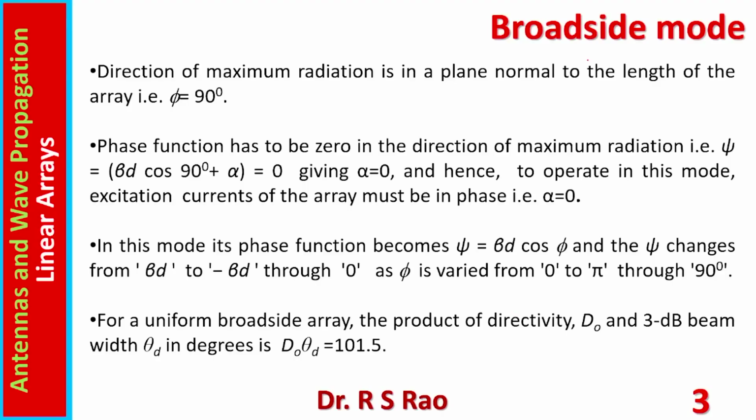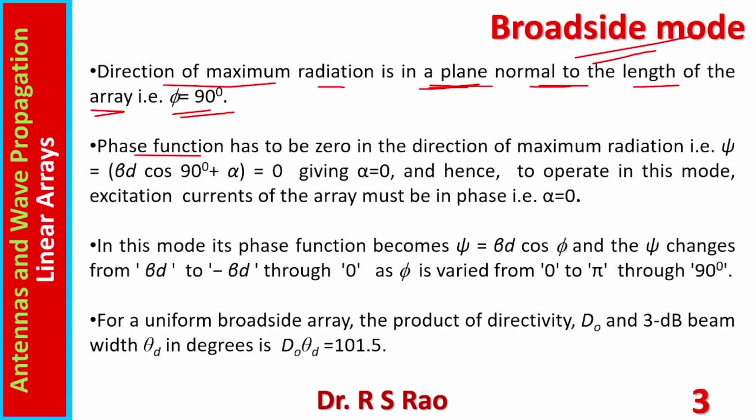Now we discuss these modes a little bit more elaborately. First we consider broadside mode. In this case, direction of maximum radiation is in a plane normal to the length of the array, that is phi equal to 90 degrees. Notice in broadside mode of operation, the direction of maximum radiation is not one. In reality, it is infinity. Direction can be any one, but it is required to be in a plane normal to the length of the array.